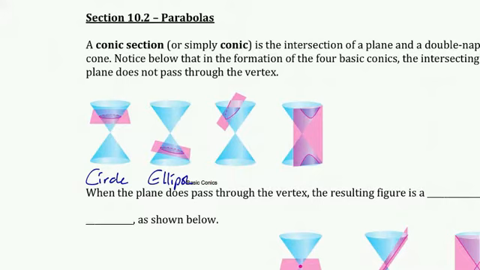If it goes through just one of the cones and it's on an angle, it's going to form a parabola. And if it goes vertically through both cones, that's going to form two separate curves, and we'll call that a hyperbola.